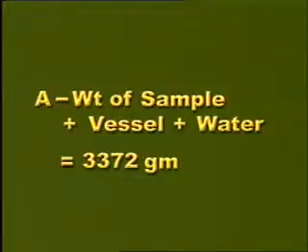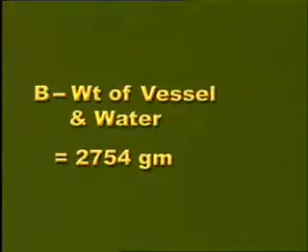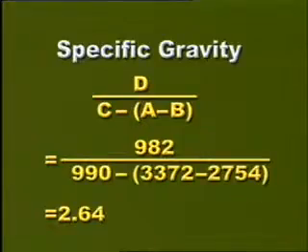A is the weight of sample plus vessel plus water, which is 3372 grams. And B is the weight of vessel and water, which is 2754 grams. The specific gravity of coarse aggregate comes out to be 2.64 in the present case.